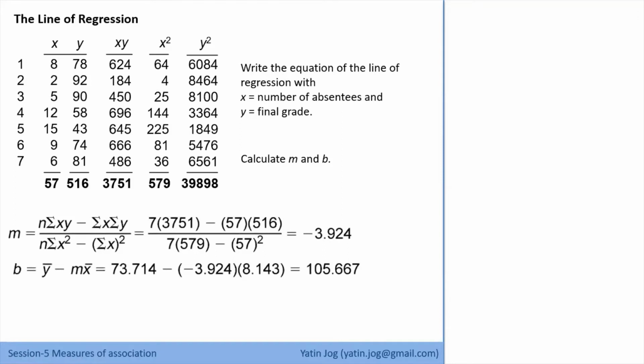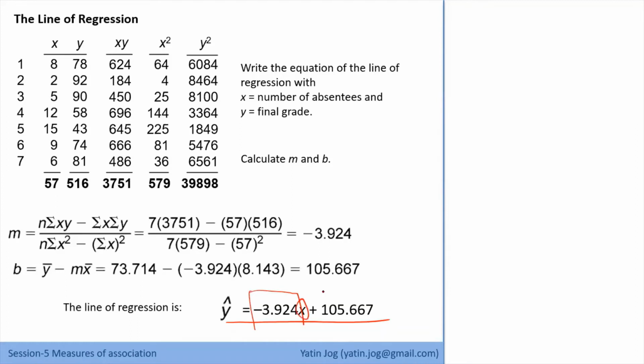Now if this is the value of m and this is the value of b, which I have received from the calculations, then I can write the line of regression as y cap is equal to minus 3.924x plus 105.667. So that becomes my equation of regression line. This m is the coefficient of x, and b is the y-intercept, which is a constant.